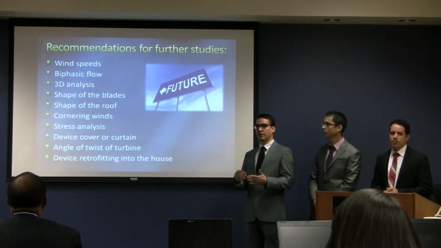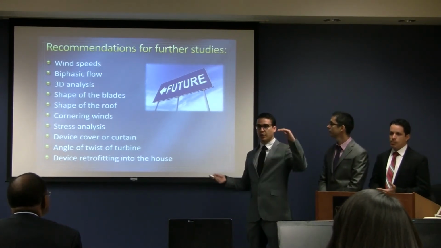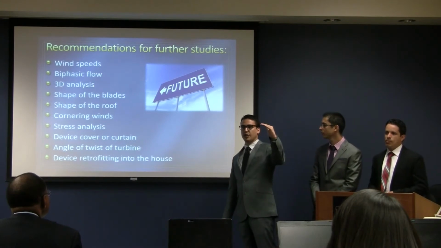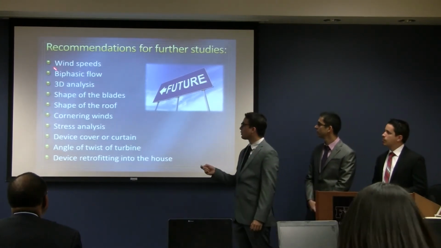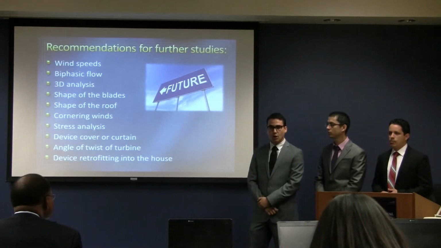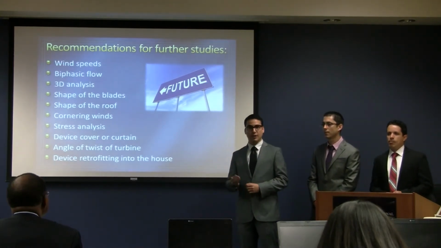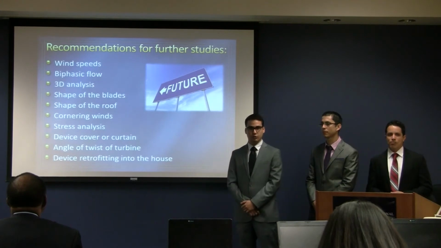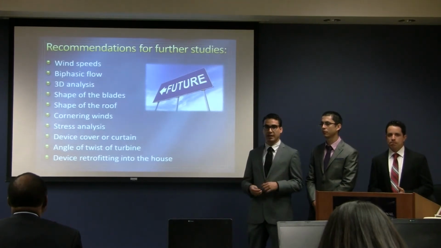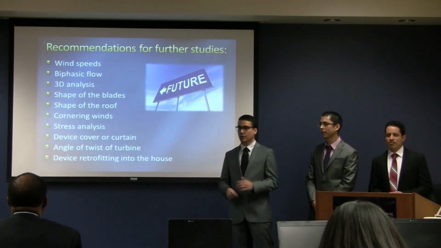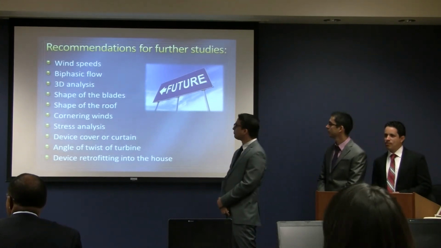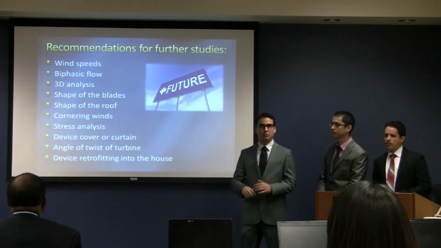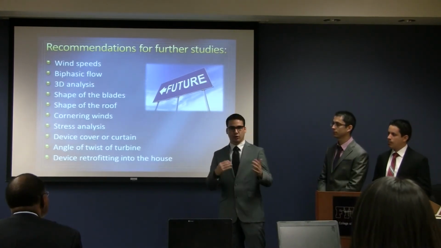So next, the study will definitely be with wind speeds of at least 30 meters per second, which is a category 1 hurricane. Then a study with biphasic flow, so we can take into account the rain that will probably come with those strong winds and see how that's going to affect our device, the roof, or the boundary layer. And then a 3D analysis for the simulations in order to better correlate results.